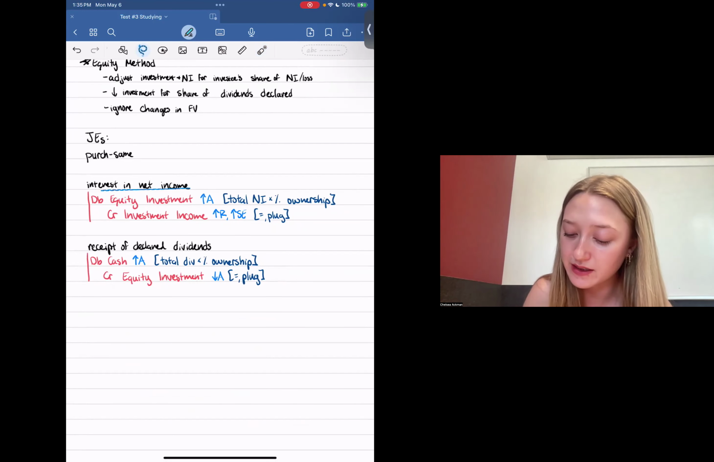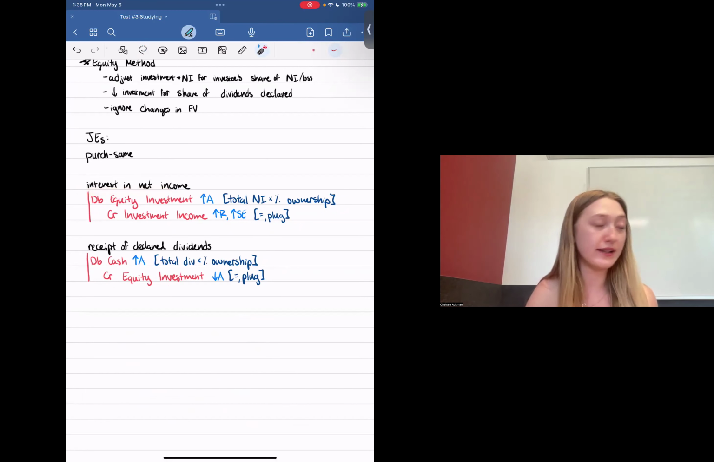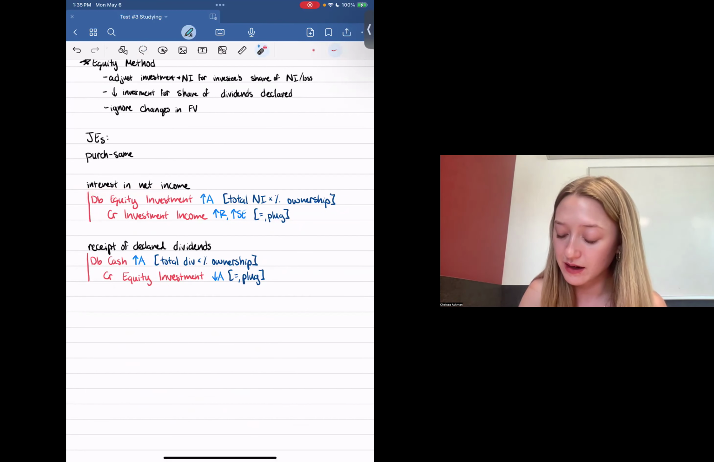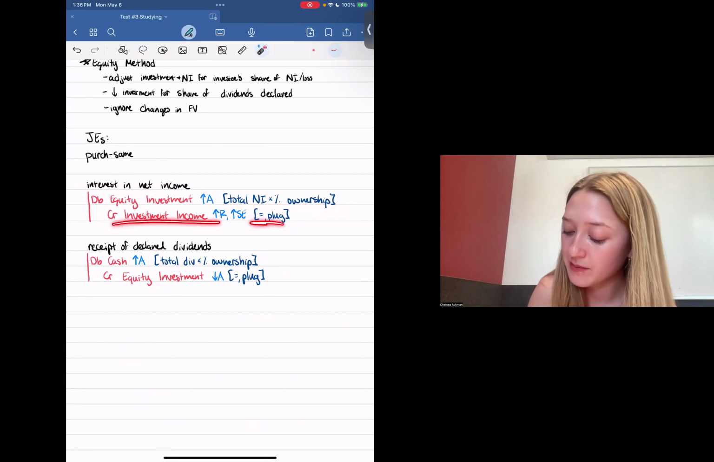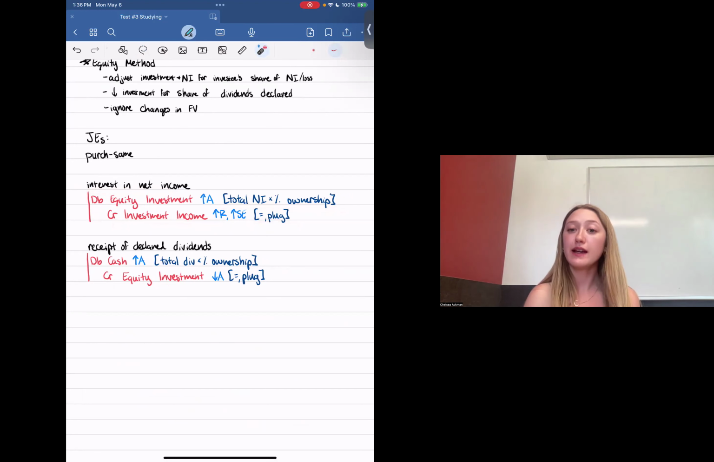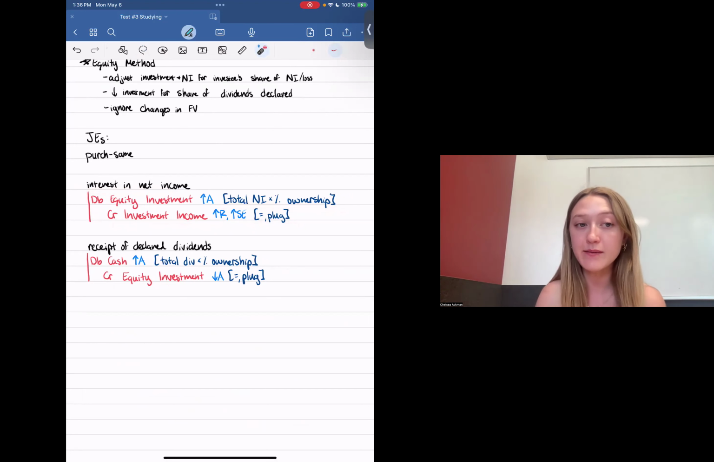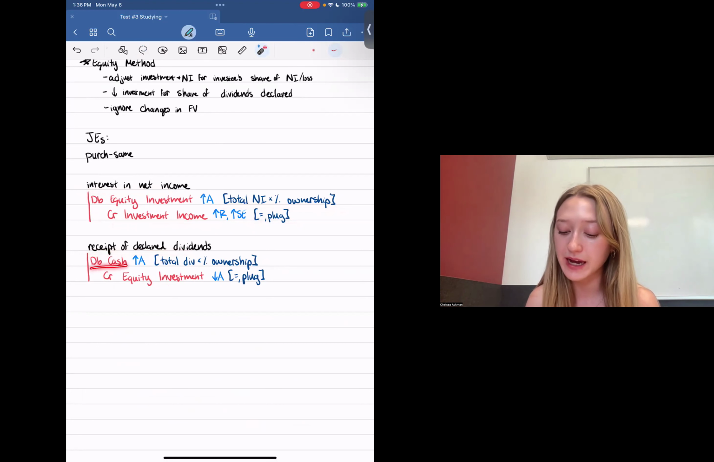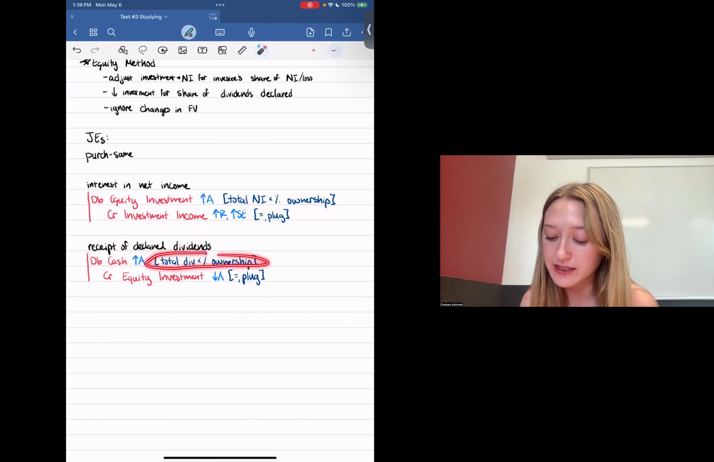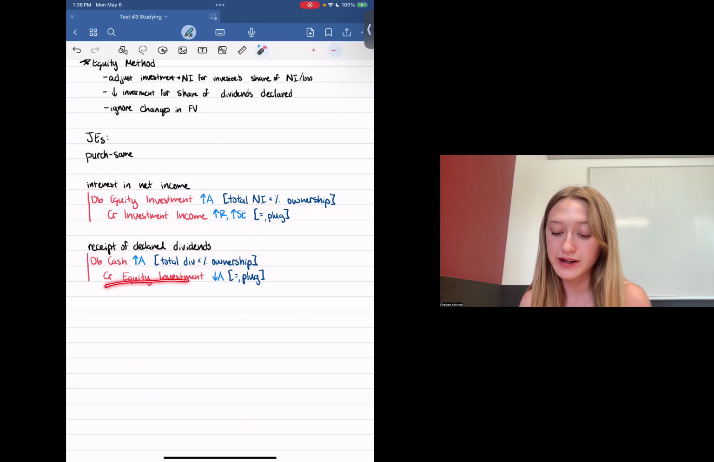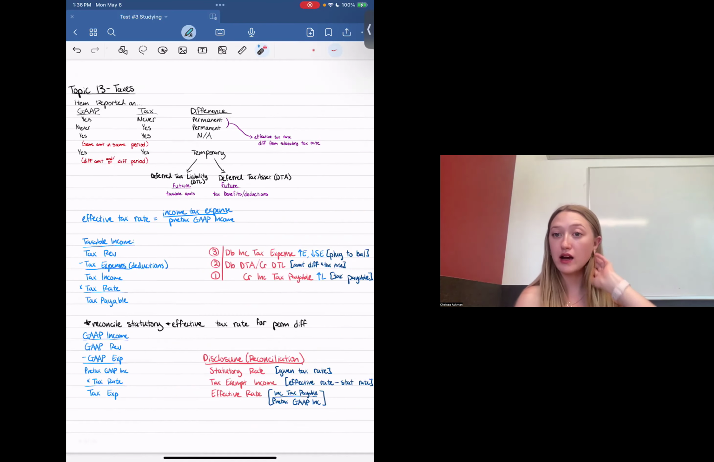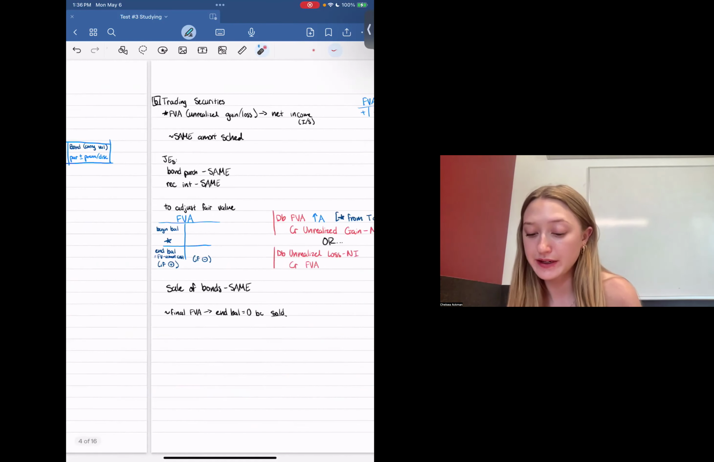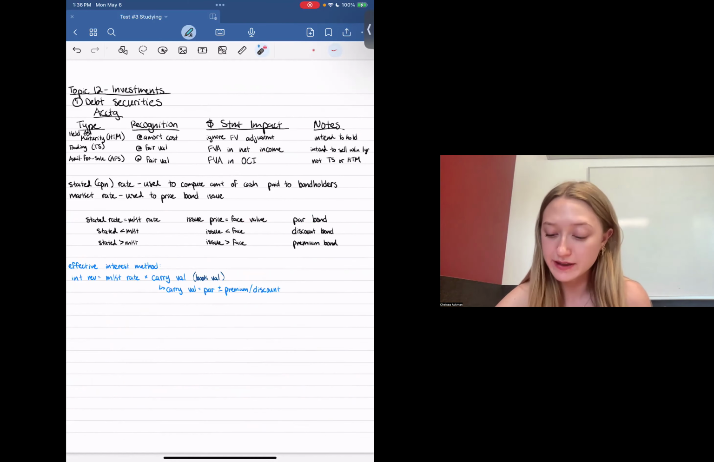And then to record interest in net income, you debit your equity investment by the total net income times your percentage ownership, and you credit investment income by that same amount. Because again, your equity investment is going to increase because you have such a significant ownership in the net income. And then for declared dividends, you're going to debit cash, which is the total dividend times the percent ownership, and then credit your equity investment by that same amount. So that was it for investments for the securities, both debt securities and equity securities.